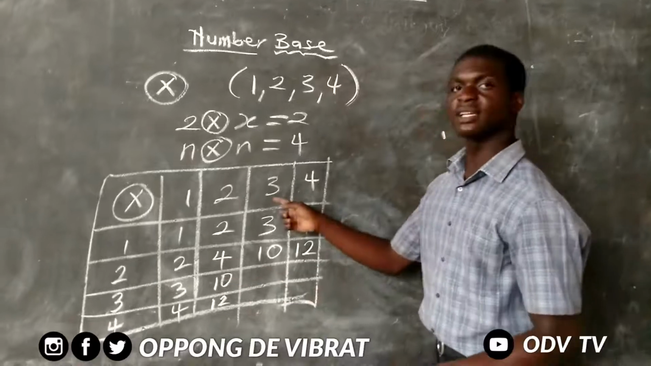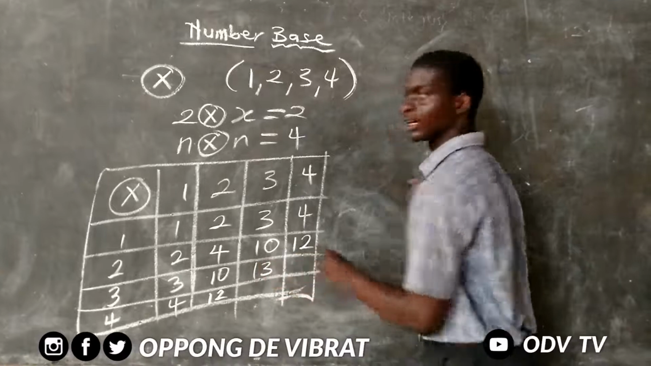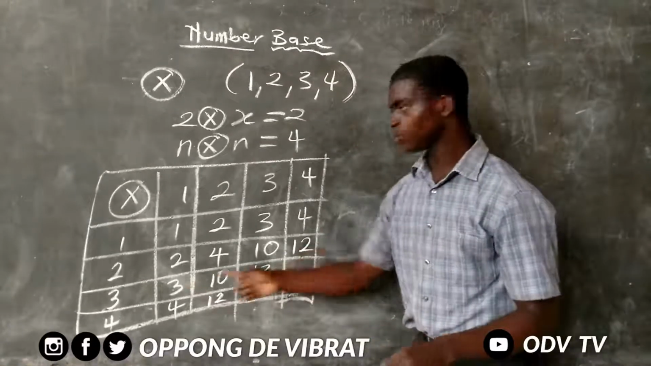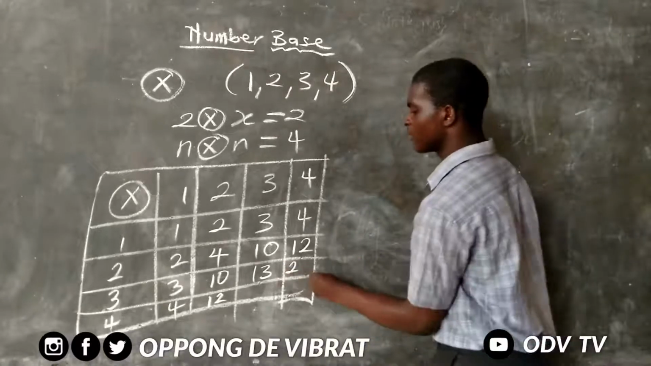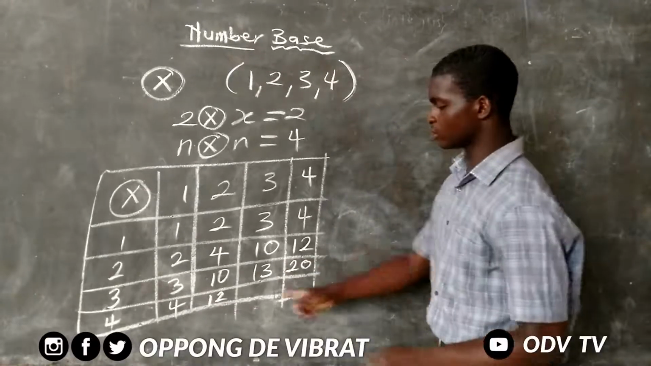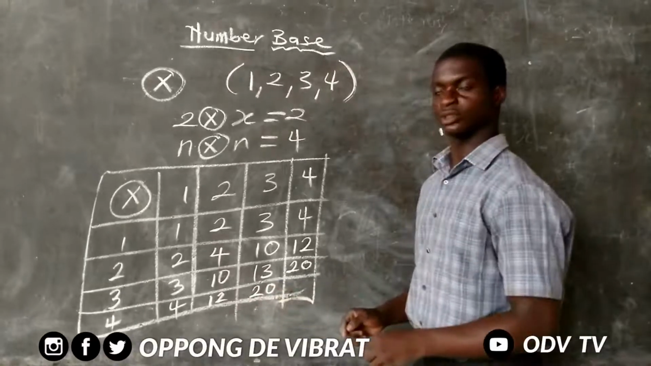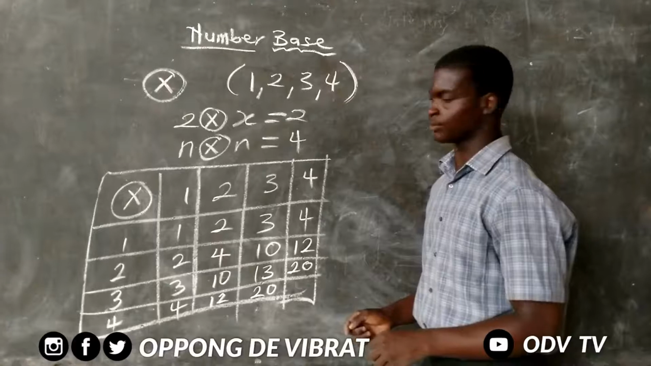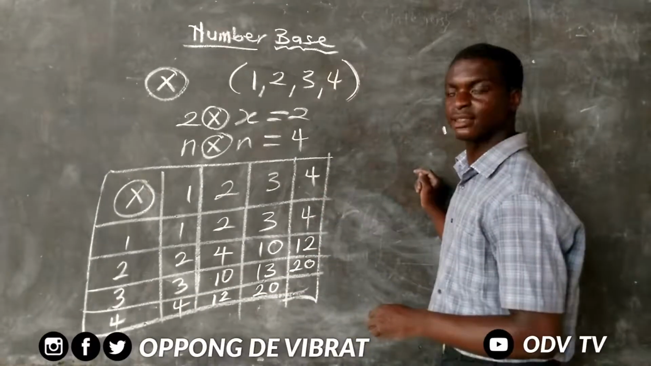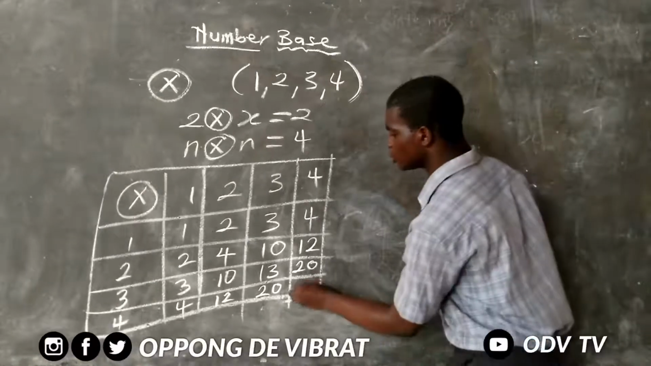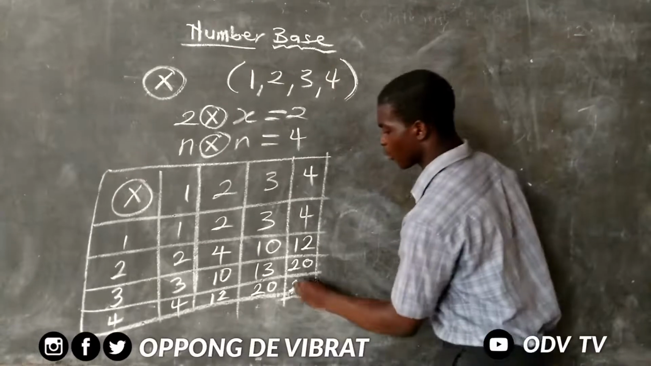3 multiplied by 3 gives us 9. 6 goes into it 1, giving us a remainder of 3. 3 multiplied by 4 gives us 12. 6 goes into it 2 times, giving us a remainder of 0. And so we have 20 coming over here too, since ⊗ is commutative. We have 4 multiplied by 4 giving us 16. 6 goes into it 2 times, that is 12, giving us a remainder of 4.